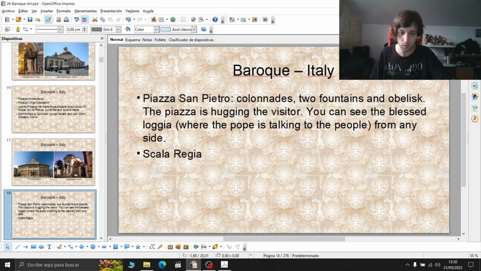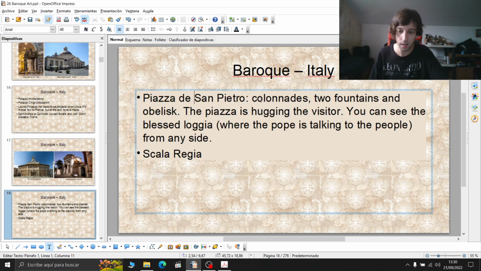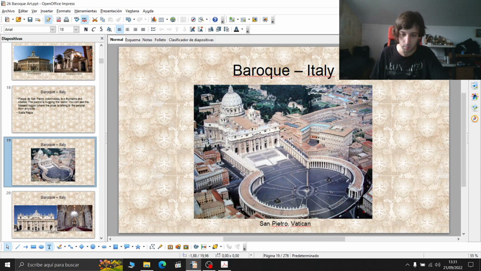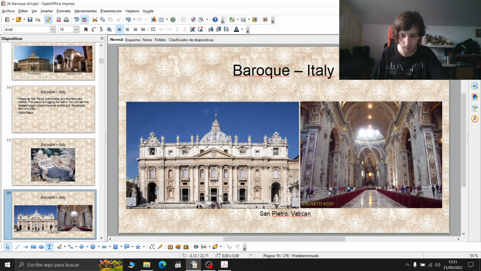Piazza di San Pietro, colonnades, two fountains, and obelisk. The piazza is hugging the visitor. You can see the Blessed Loggia where the Pope speaks to the people from any side, and the Scala Regia. So here, Piazza of San Pietro, and here the facade and the interior.